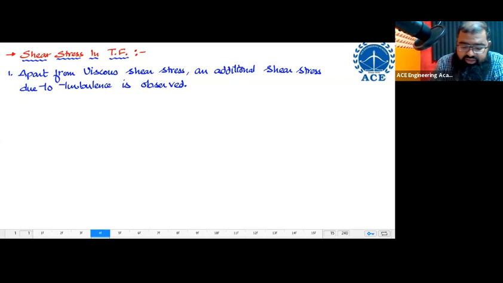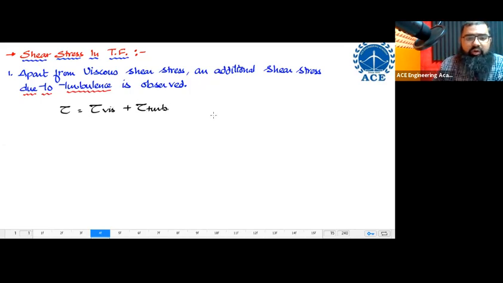Now please understand, this additional shear stress is not going to be present in laminar flow. This additional shear stress is due to turbulence, so it is going to be present only in the case of turbulent flow. Now if I write this in equation form, then tau is equal to tau due to viscosity plus tau due to turbulence.